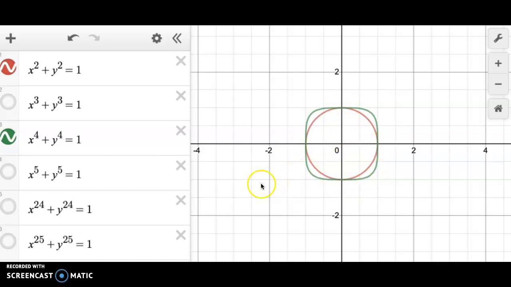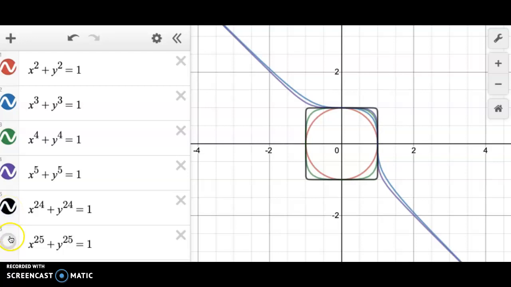I then began to wonder if there was actually a correlation between the even exponents and the odd exponents, meaning I wondered if there was a pattern that existed between the odd exponents and a separate pattern that existed for the even exponents. I then tried graphing the power of 24 and the power of 25 equations, expecting them to follow a similar pattern to that of the 4 previous equations that we just looked at.